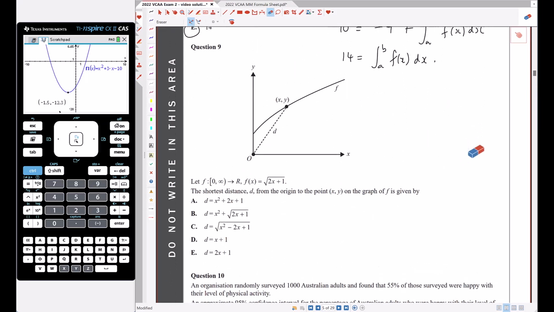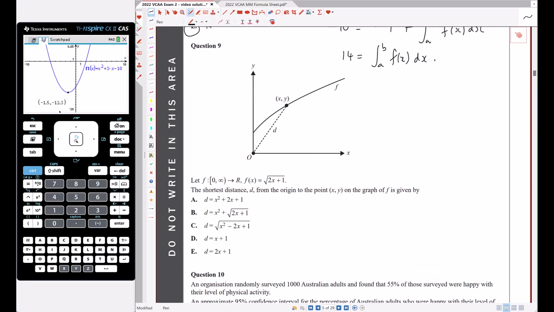Okay, question 9. Let f be a function with the domain 0 to infinity, inclusive of 0, and it is a square root function. The shortest distance d from the origin to the point xy on the graph of f is given by. Okay, I actually recall from last year I didn't like this question. I didn't actually agree with the wording originally. It is technically correct, but I don't really love it. Let me get my head back around it. I haven't done this paper for nearly a year.